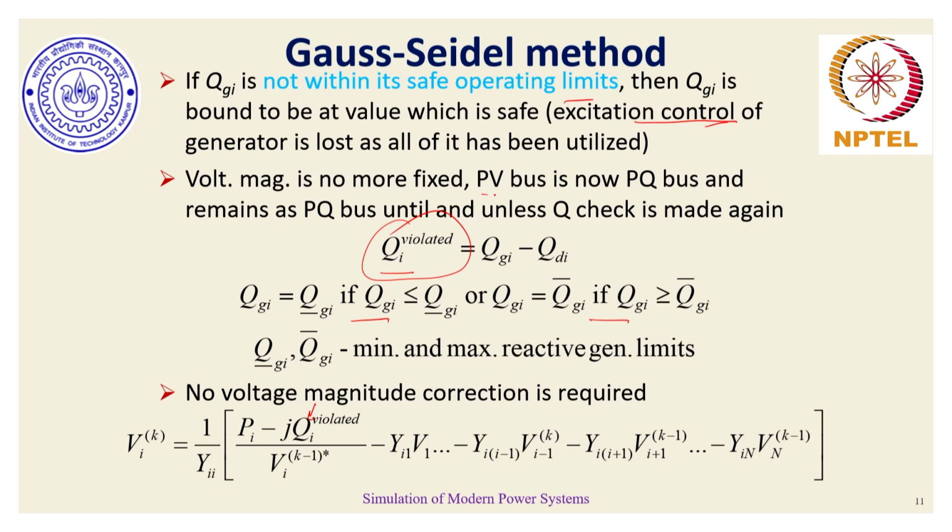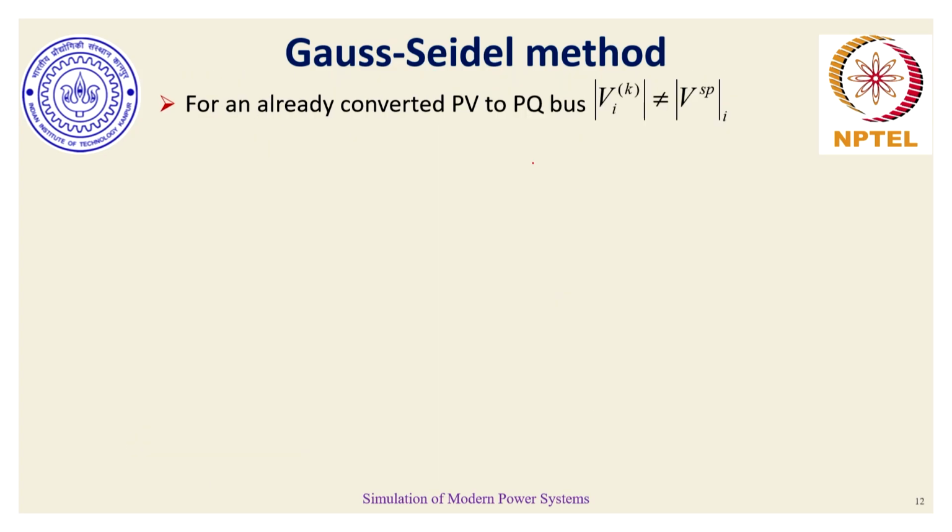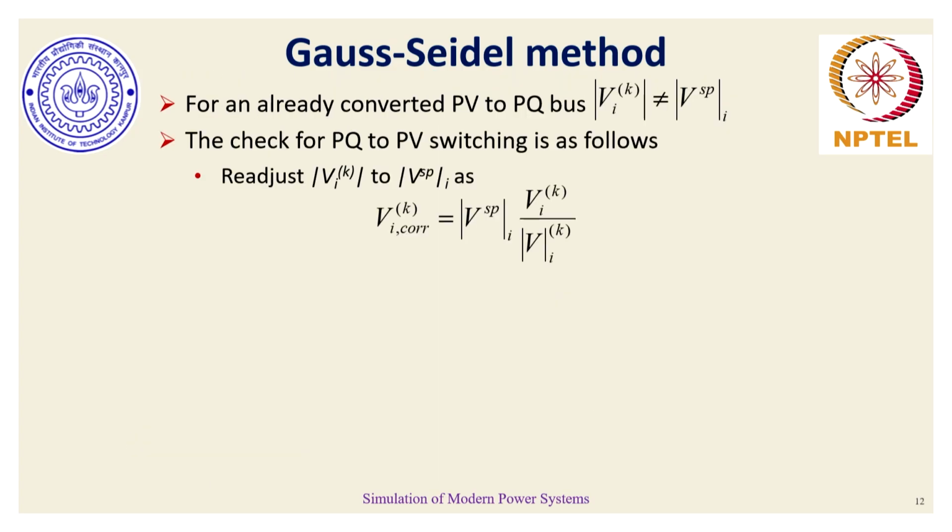Since the PV bus is now a PQ bus, voltage magnitude is now free. So, no voltage correction is required for this converted PV to PQ bus. It may happen in Gauss-Seidel that a PV bus which was actually PV in initial iterations or recursions has converted to a PQ bus. We should always look for a possibility that whether this PQ bus can go back to PV bus or not. So, that check is explained here.